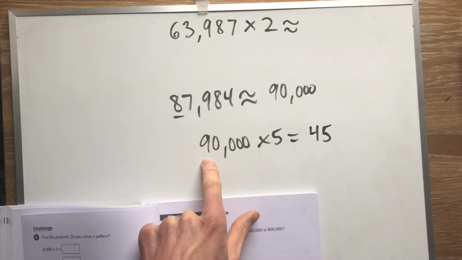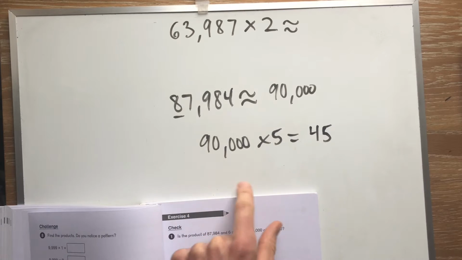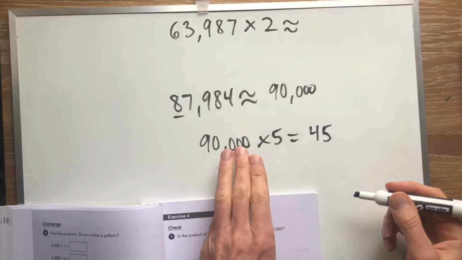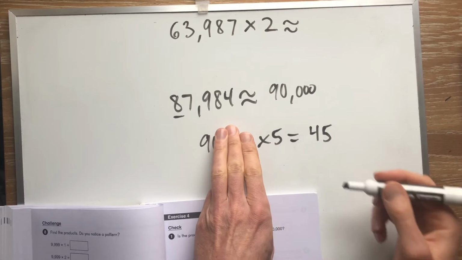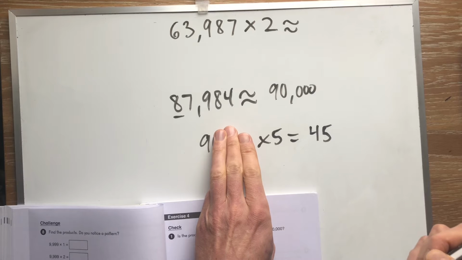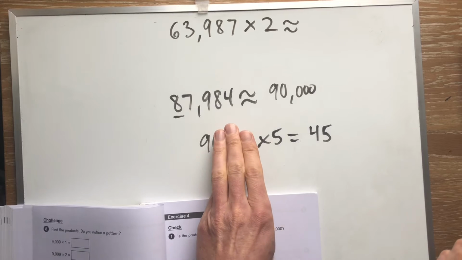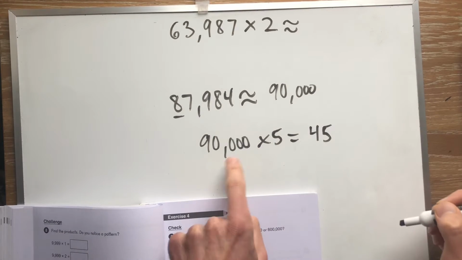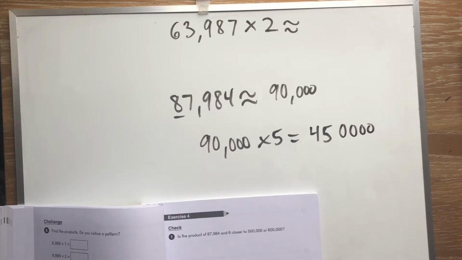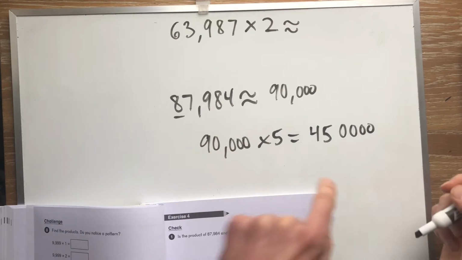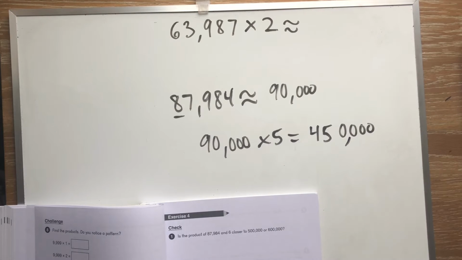So 9 10,000s times 5 is going to be 45 10,000s. Another way to look at that is to cover up all the zeros, then say 9 times 5, write the answer 45, and then see how many zeros you just hid: 1, 2, 3, 4. Those need to come over on this side. And then you put the comma in the right place. The comma always goes 1, 2, 3 from the right to the left. So right there, 450,000.